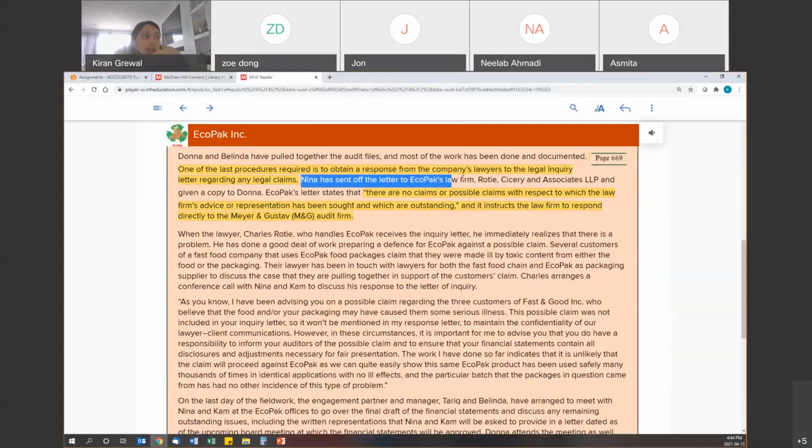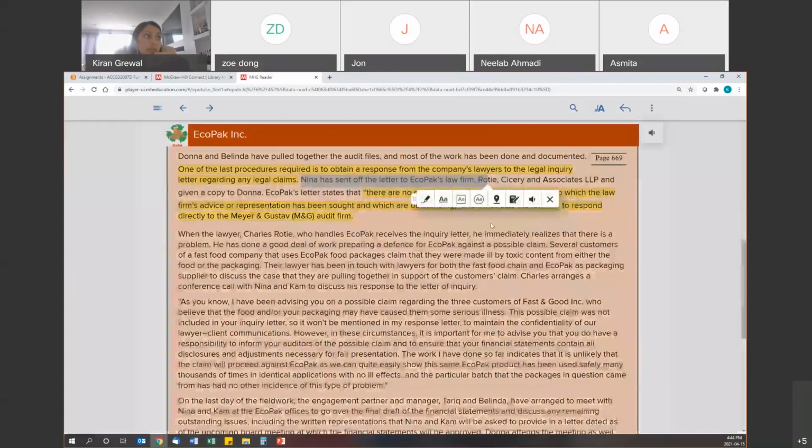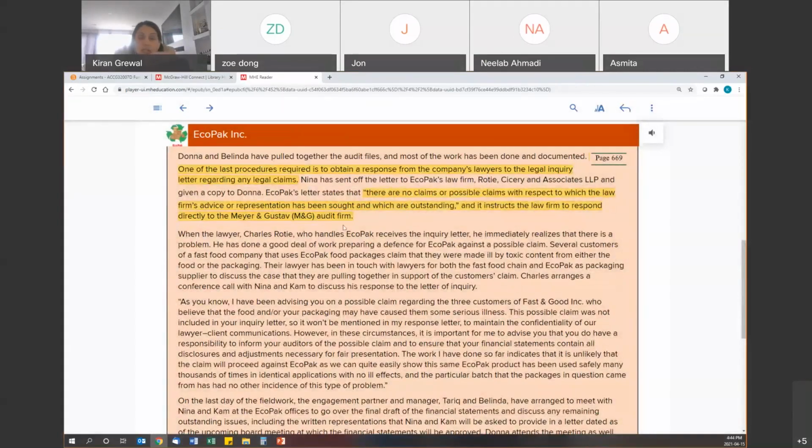The client sends it to the law firm, but the law firm has to respond directly to the audit firm. The client does not get it back, because if the client gets it back and then gives it to the auditor, the client can tamper with that letter or the information before giving it to the auditor. So it actually has to go straight to the auditor.